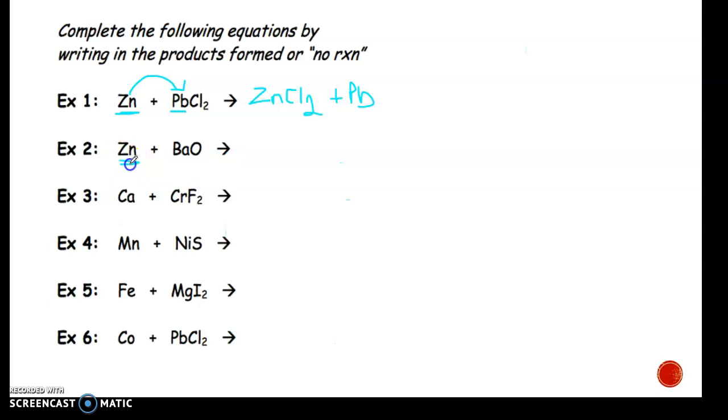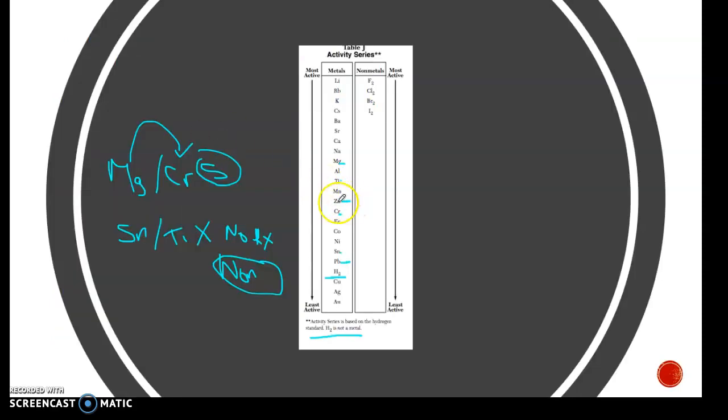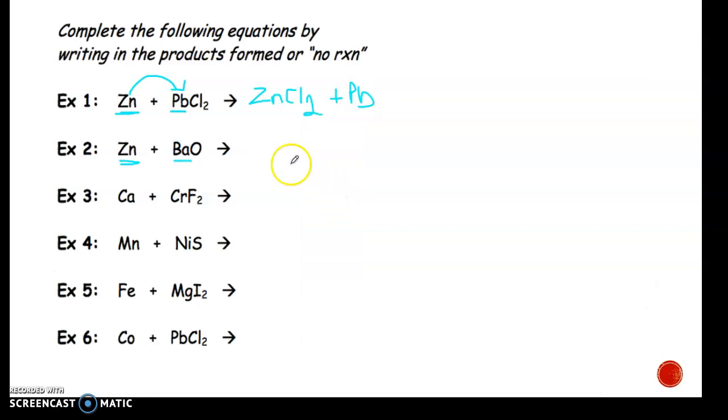Dealing with zinc again, is zinc powerful enough to replace barium? Let's see. Remember, once again, because they're not giving me a non-metal, I'm not focusing on oxygen. If they did, I would focus on it. But because they gave me 2 metals, I'm focusing on my 2 metals. So zinc is right here, and Ba is right up here. Zinc was supposed to be on top of Ba, but because Ba is on top of zinc, that means the reaction cannot happen. So we have no reaction.